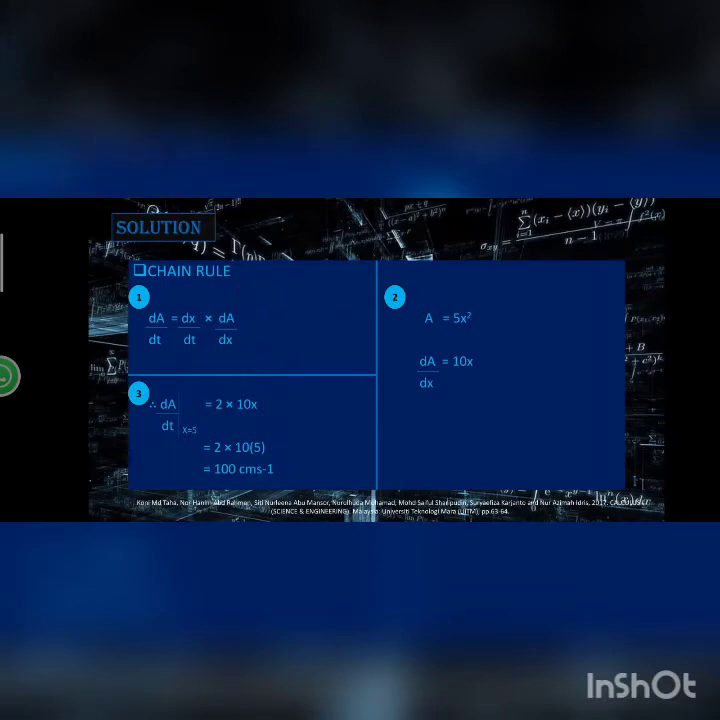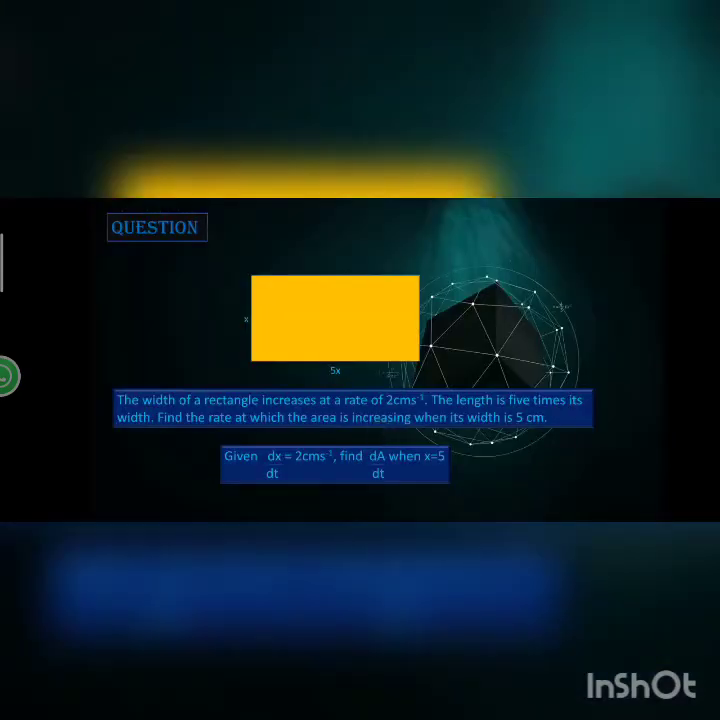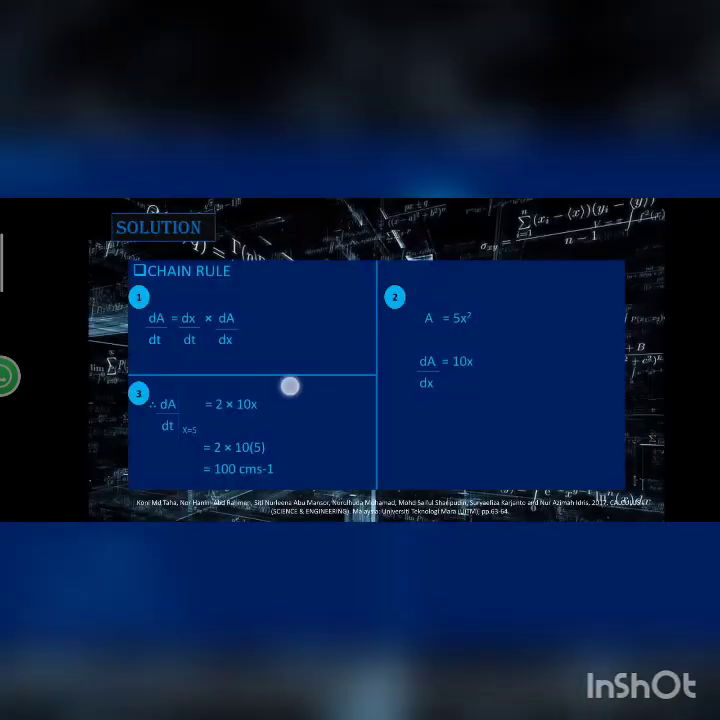So we have to use the information that has been given to us. The question has given us dA over dt and dx over dt. Now we have to find the relationship between these two. So dx over dt can multiply with dA over dx to get dA over dt. Now we have to find dA over dx. To find dA over dx, we first have to find A, or the area of the rectangle.